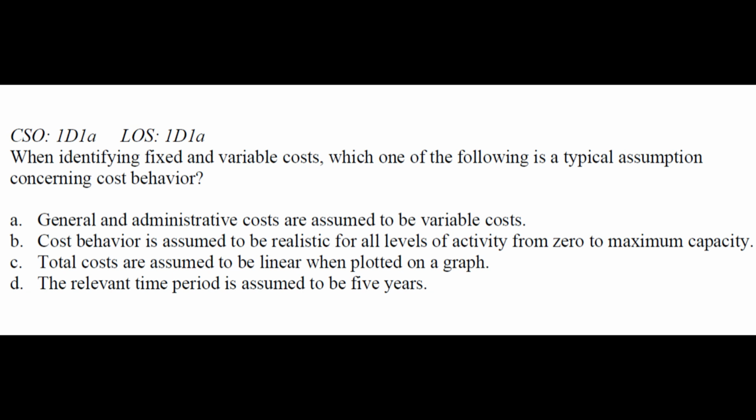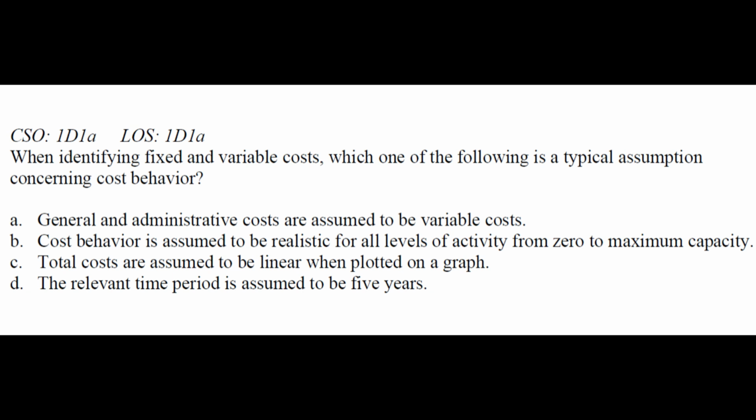The question asks for the typical assumption made when identifying fixed and variable costs. A. General and administrative costs are assumed to be variable costs. Incorrect. General and administrative expenses are typically fixed or mixed costs, not automatically classified as variable. B. Cost behavior is assumed to be realistic for all levels of activity from zero to maximum capacity. Incorrect. Cost behavior assumptions apply only within the relevant range, not across all possible activity levels.